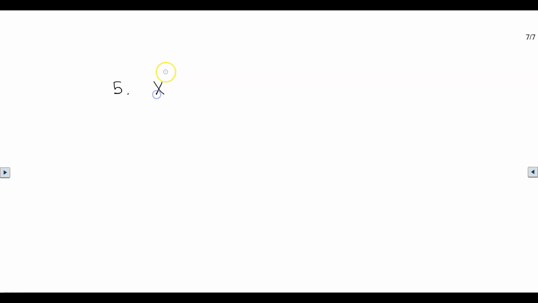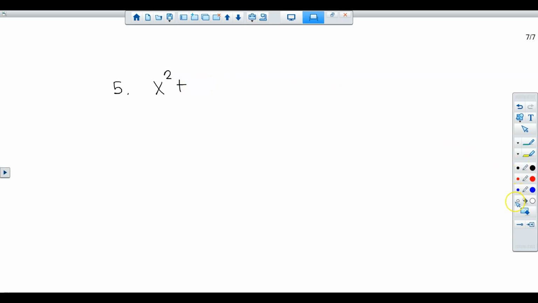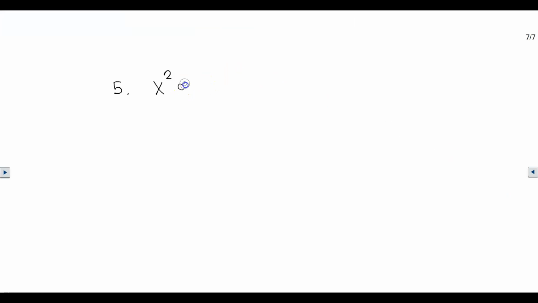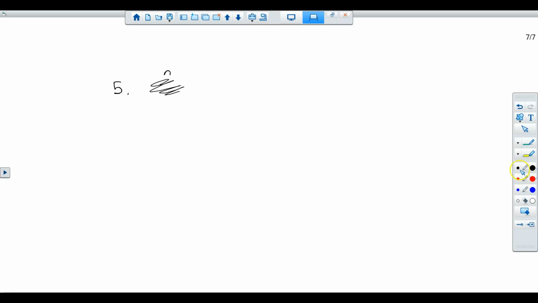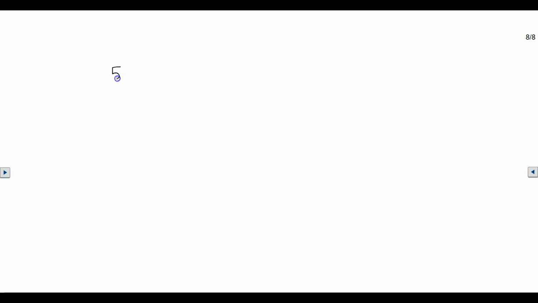All right, let's try x squared plus, no, I don't want to do plus again. Let's just forget that. Let me just get a clean slide and start over. Let's do x squared minus 8.